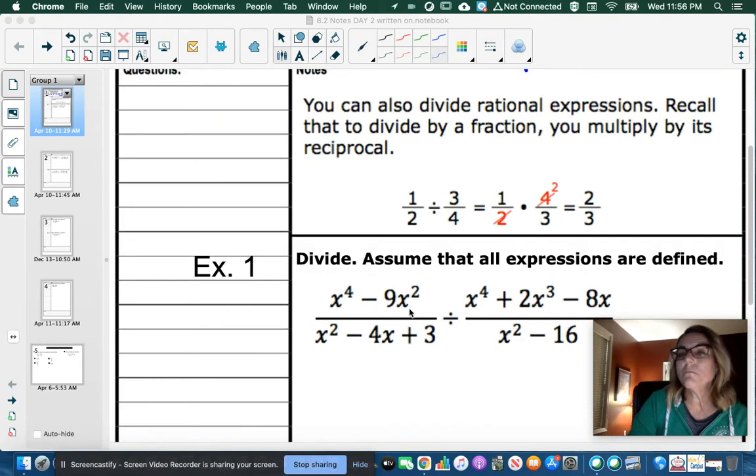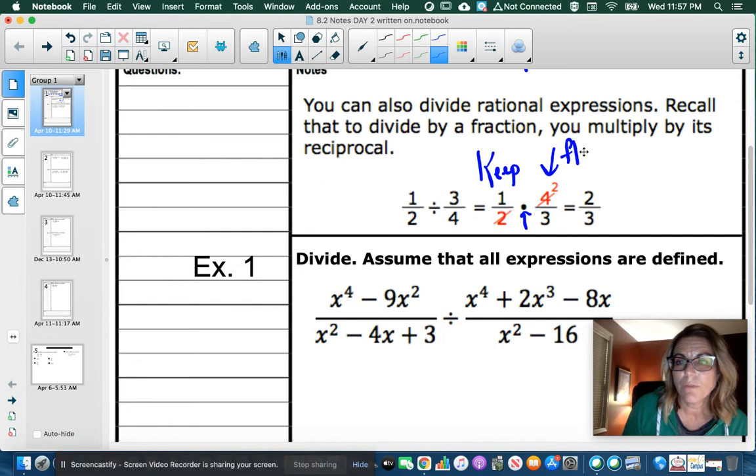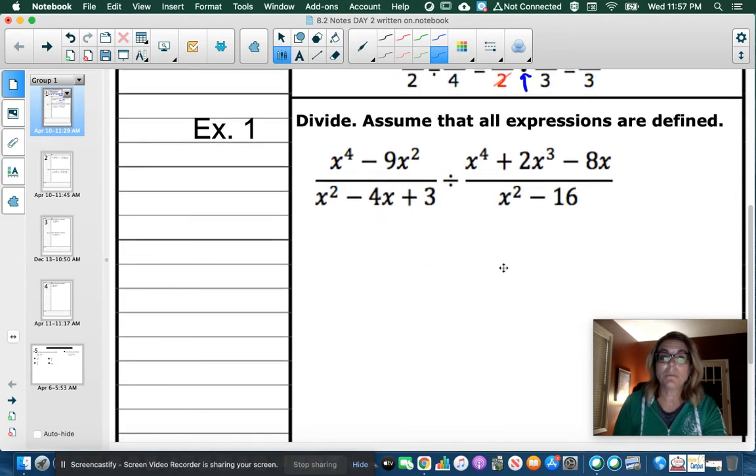So in the last section, we multiplied them. We now are going to divide them. Recall that to divide by a fraction, you multiply by its reciprocal. And what I say is this: if you're taking 1/2 divided by 3/4, I call it keep, change, flip. So we do a keep. This is the change. We're changing that from divided by to multiplication, and we flip the 3/4. And then it turns from a dividing to a multiplying problem.